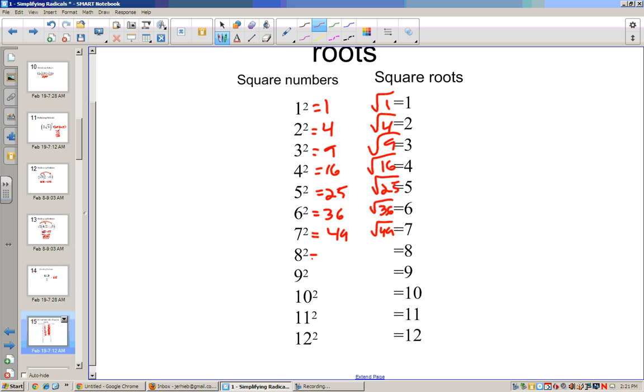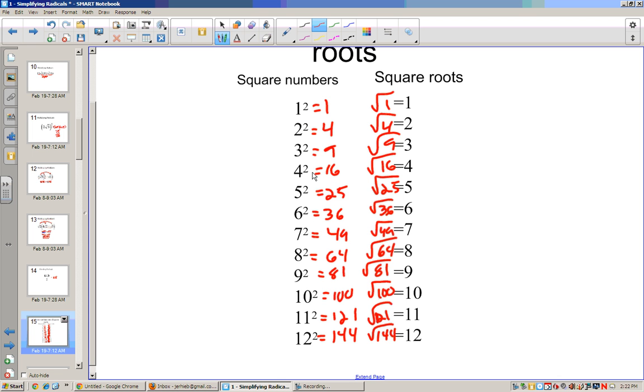So if I keep working this down, that's 64, root 64, 81, root 81, 100, root 100, and 121, and 144. Now, everybody should have 121, 144. Everybody should have square numbers memorized from 1 through 144. If I ever ask you to find these square numbers, these are the things I'm looking for.